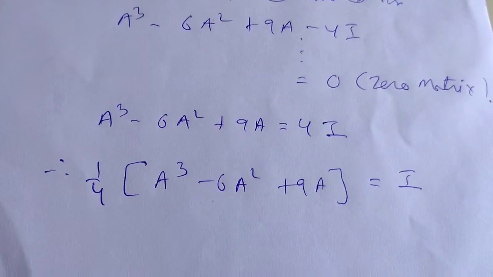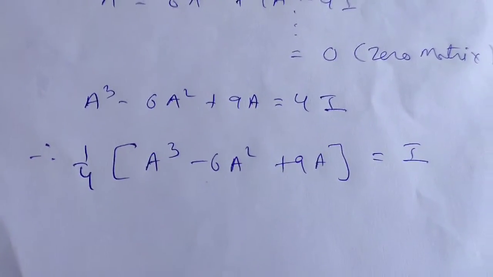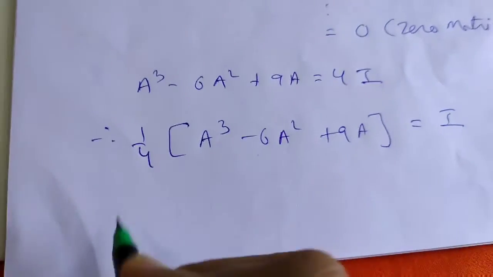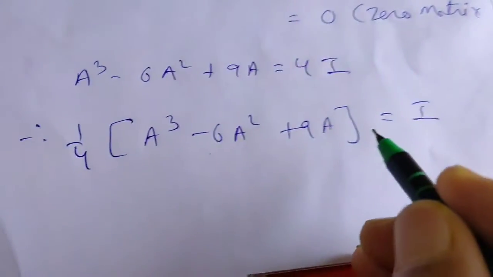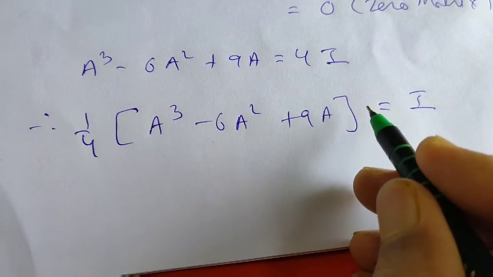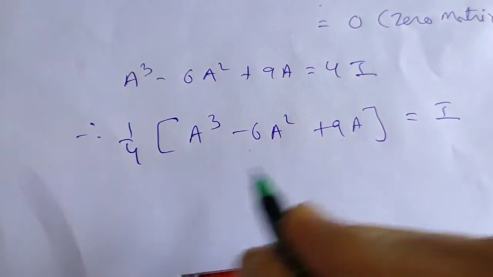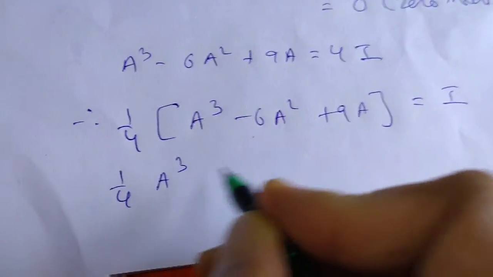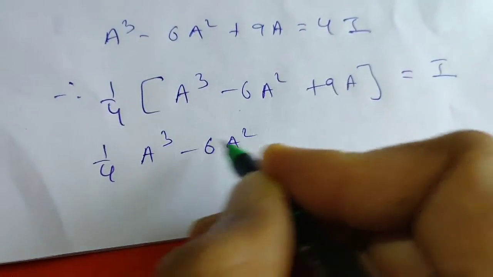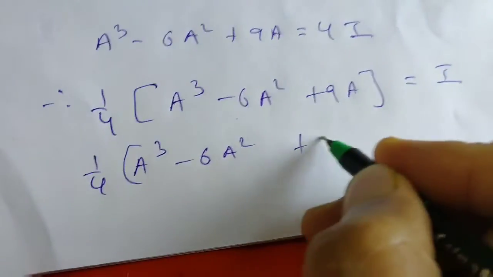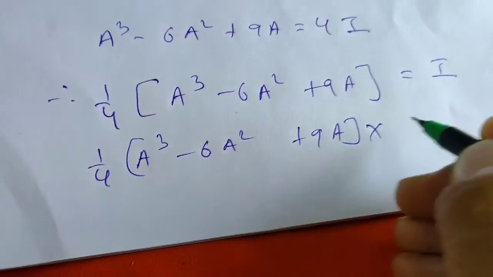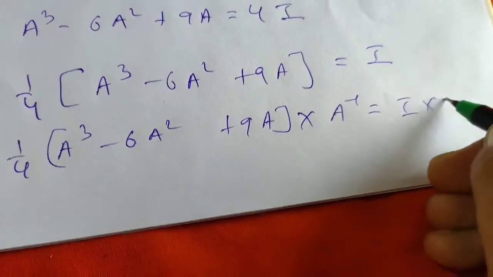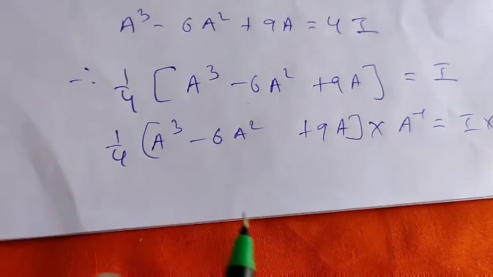Next step, multiply both sides by A inverse, either to the right or to the left. So let us multiply A inverse to the right side. So we will be getting here 1 by 4 times (A cube minus 6A square plus 9A) multiplying with A inverse. Same we will do on the other side also, I into A inverse.